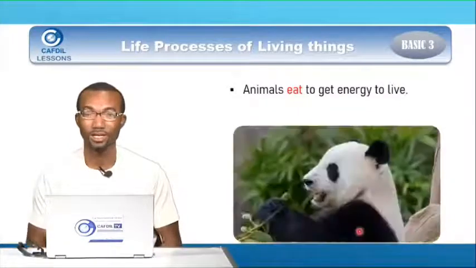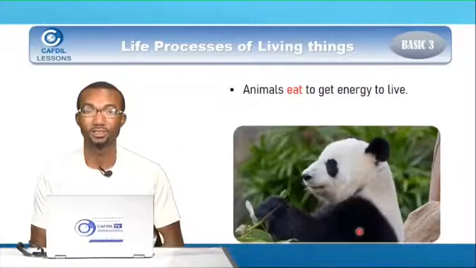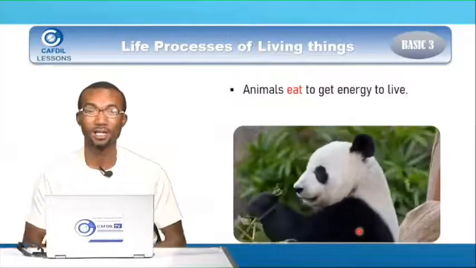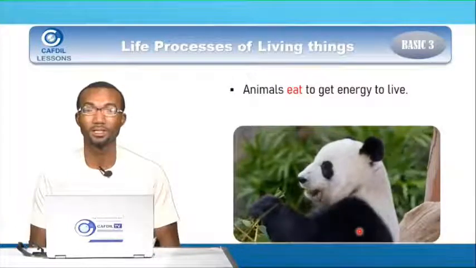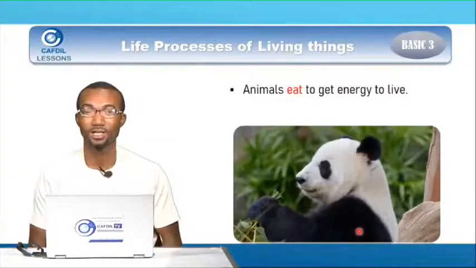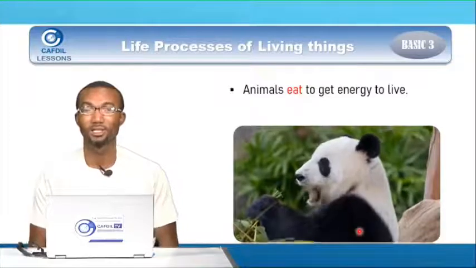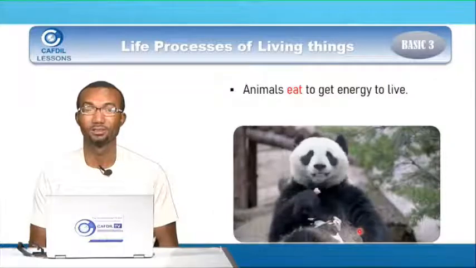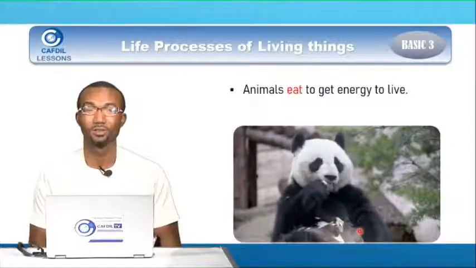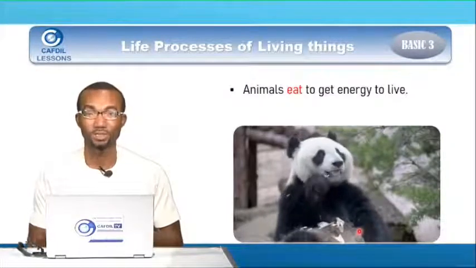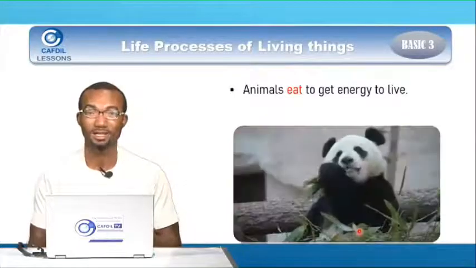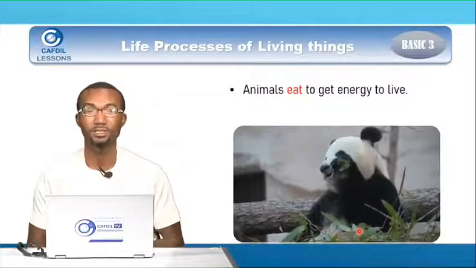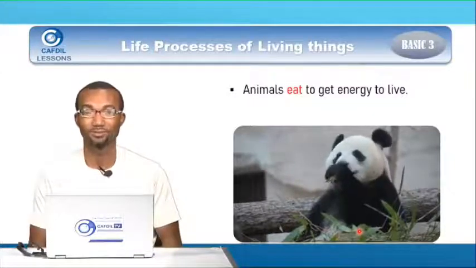And this is one of the life processes of living things. Look at this panda. Pandas like bamboo so much. So look at how this panda is enjoying the bamboo tree or plant. Look at how the panda is enjoying, because living things need to eat. And this panda is an animal and an example of a living thing. So they need to eat to stay alive.